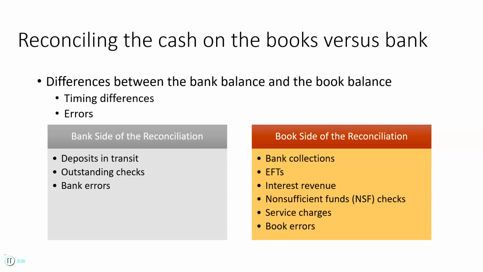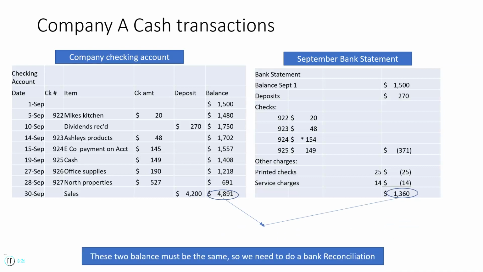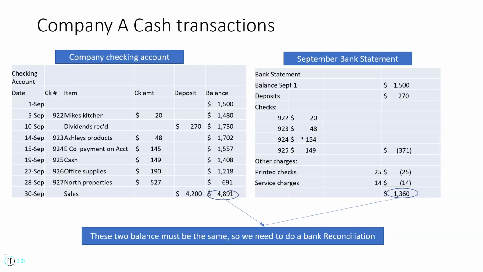Now let's take a look at how we do a bank reconciliation. So here we are, Company A. We have the company checking account, and then we have the September bank statement. And if you notice, the ending balance is not the same, which means we need to do a bank reconciliation.